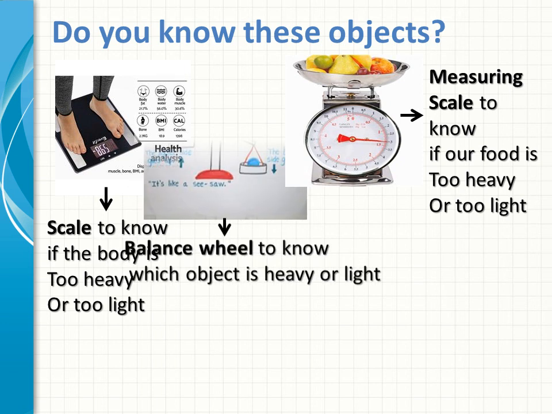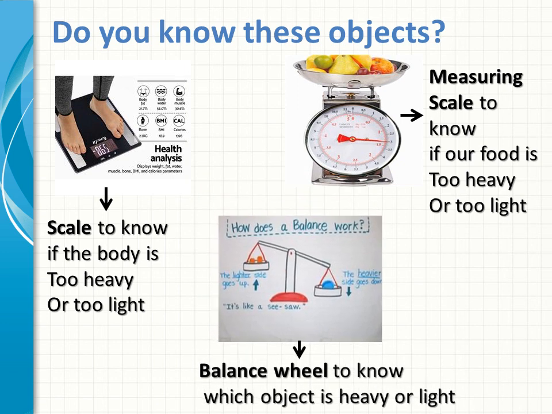Let's see another one. This one is a balance wheel. How does a balance wheel work? It will let you know the lighter side and the heavier side. So the balance wheel helps you to know which object is heavy or light. Now look at all these objects. What are they measuring? They are measuring mass. They try to measure if something is light or heavy, and it will tell us the measurements.